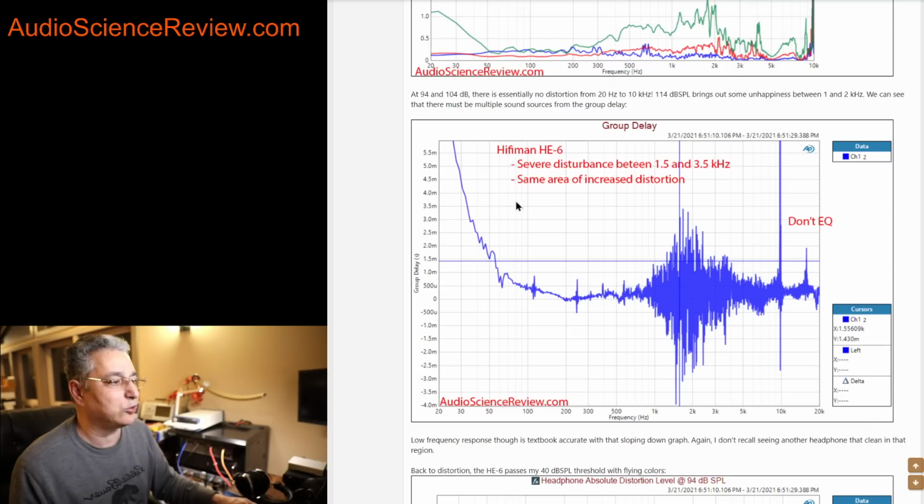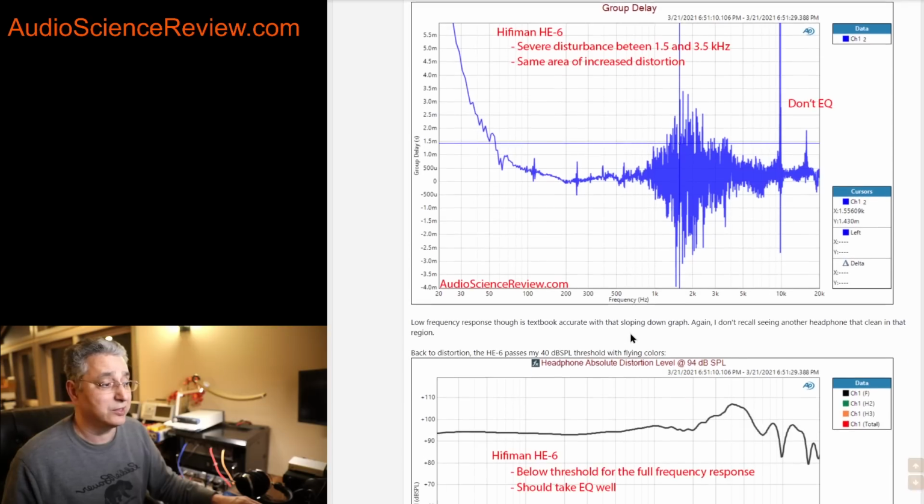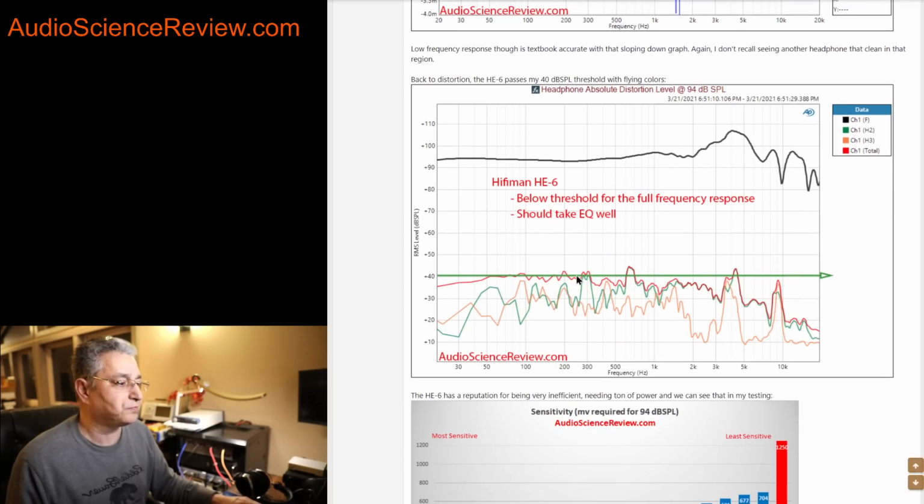So the only thing you want to get out of here is: don't EQ these sharp corresponding dips. At 10 kilohertz, don't go EQ anything at 10 kilohertz or this one, wherever that is. And be careful. Some of these peaks also, you don't want to go and try to equalize. But otherwise, this part of the graph looks pretty good.